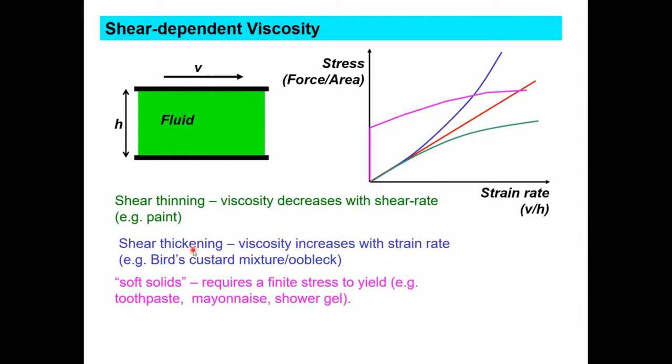Okay. So there's another class of fluids which are not in a sense really liquids. They're what are classed as soft solids, and those are things that require a finite stress in order to yield. Typical examples are things like toothpastes, mayonnaise, shower gels, anything where the word gel is often used to describe these materials. So the idea is that they're solid up to a point, but if you squeeze them a bit harder than that, then they still flow.